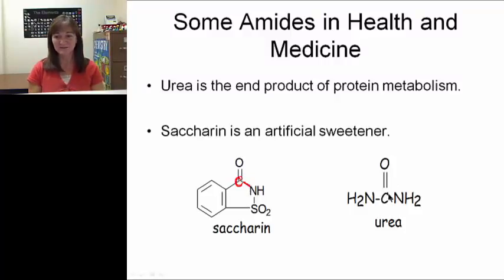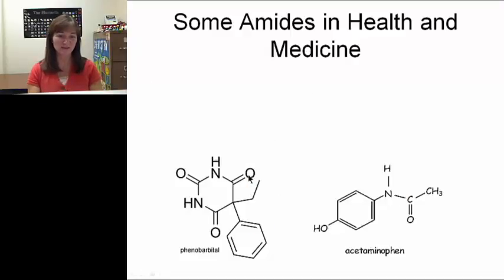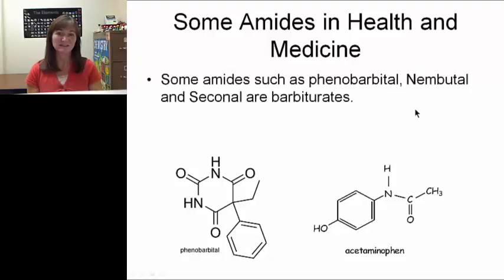Actually, I was supposed to be focusing on urea over here. So here's how we know that urea is an amide. This one over here is saccharin, which we use as an artificial sweetener. And both of those are amides. Here's a couple more amides. Some amides such as phenobarbital, Nembutal, Seconal are barbiturates. So here's a picture of phenobarbital. And do you agree it's an amide?